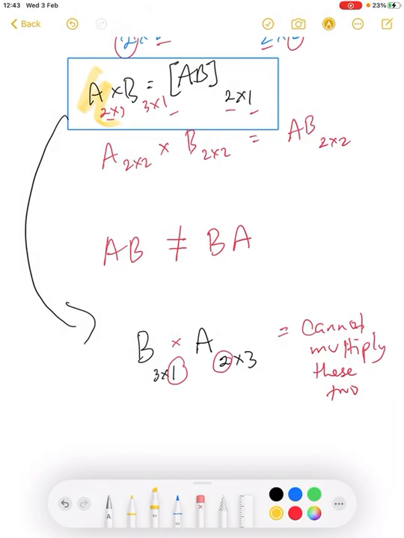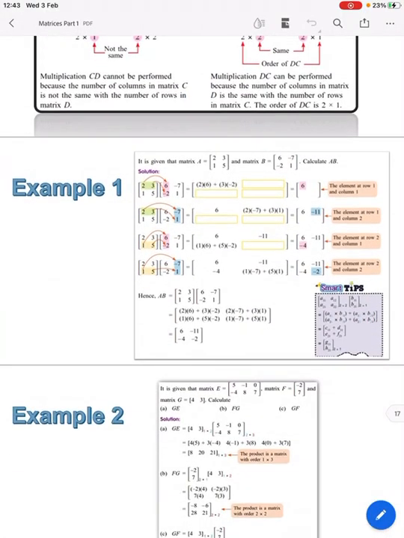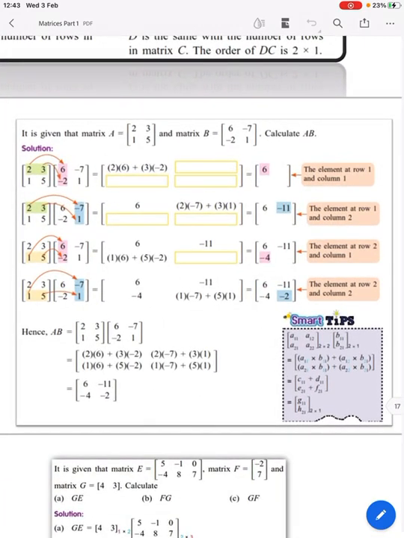Let me get a good example for you. Okay, here's an example. This one I got from your textbook, page 51. Okay, so why is it important? The number of columns of the first matrix is the same as the number of rows in the second matrix. Because of this, we want to multiply the elements of it. Okay, so look, the green one, 2, 3, to be multiplied with 6, negative 2. Okay, so 2 times 6, 3 times negative 2.